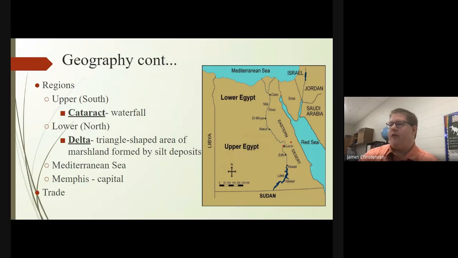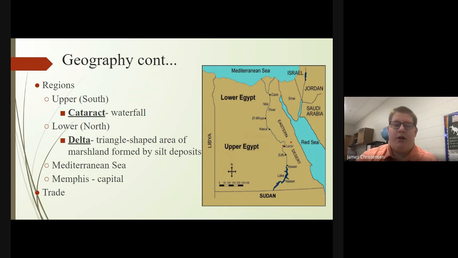So some more geography. When we talk about Egypt, we divide it into Upper and Lower Egypt, with Upper being in the southern part of what we assume is Egypt, and the lower part being more towards the Mediterranean Sea. Now, in the south, or Upper Egypt, they had something known as a cataract or a waterfall. That was the name that they used.